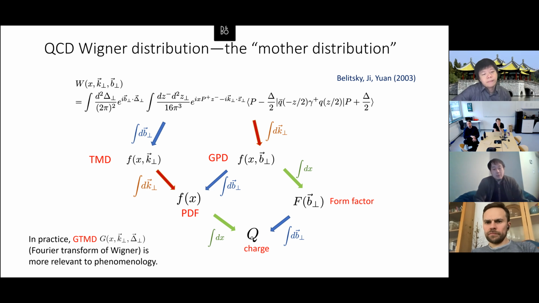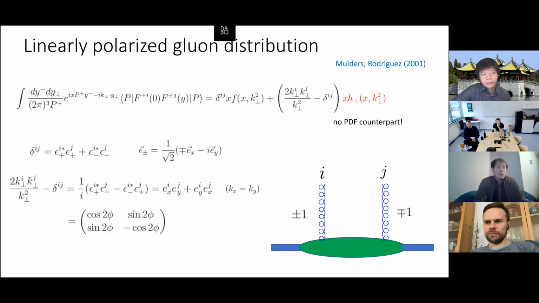So, all right, but in fact, this family tree is not yet complete because once we consider the TMD and GPD, you find new kinds of distributions which have no analog in PDF. And one such example is the so-called linearly polarized gluon distribution function. So this is a gluon TMD defined in the usual way, except that you have open indices i and j in the transverse plane. And we have two pieces.